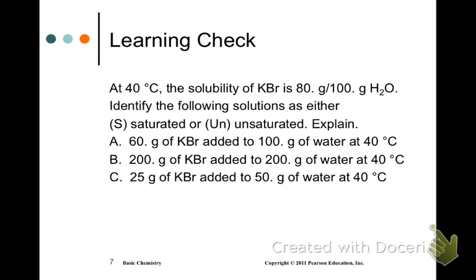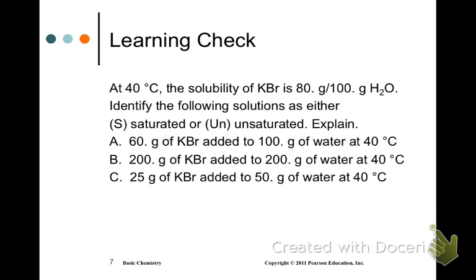So our first example, part A, is 60 grams in 100 grams of water. Well, 60 is less than that solubility, less than that maximum amount, so sure, no problem. Put 60 grams of potassium bromide in 100 grams of water, stir, it'll all dissolve. You will not be able to see any solid material laying on the bottom.